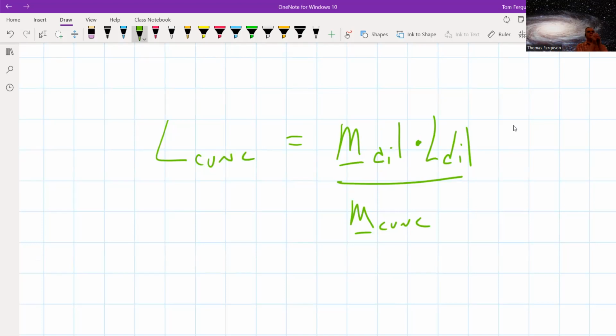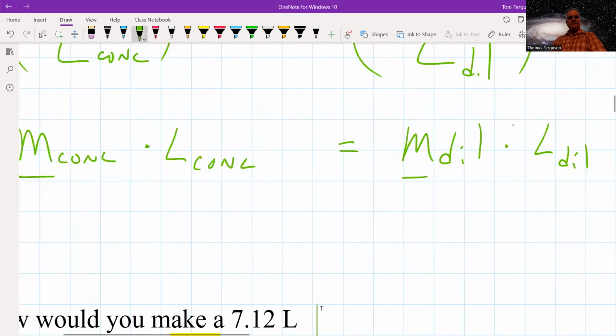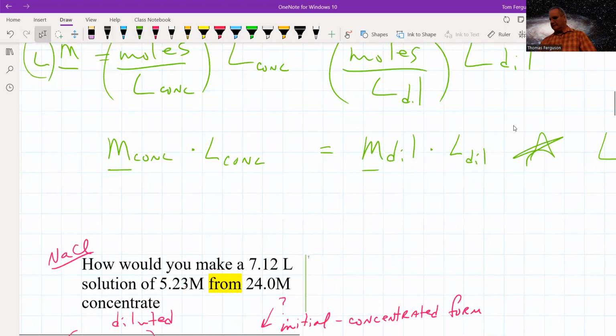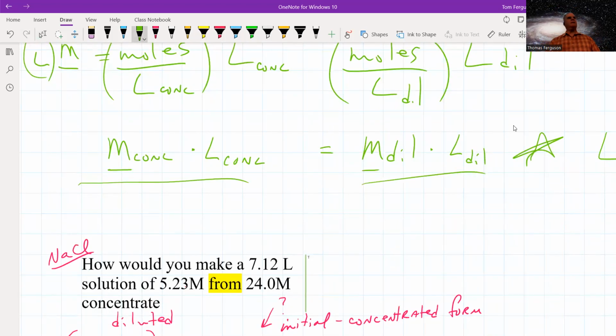So how much concentrated solution? That's equal to the concentration of the dilute times the volume of the dilute over the concentration of the concentrated liquid. You need to know that to do all these problems. And that's derived from this guy here. ML is equal to ML. ML concentrated equals ML dilute.